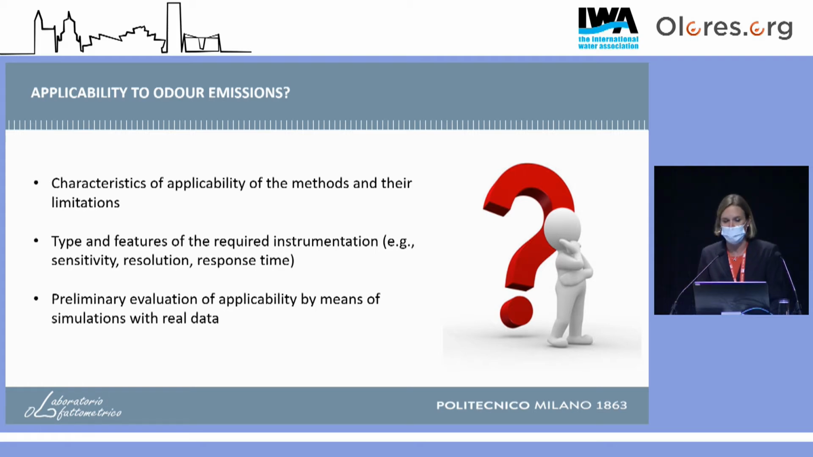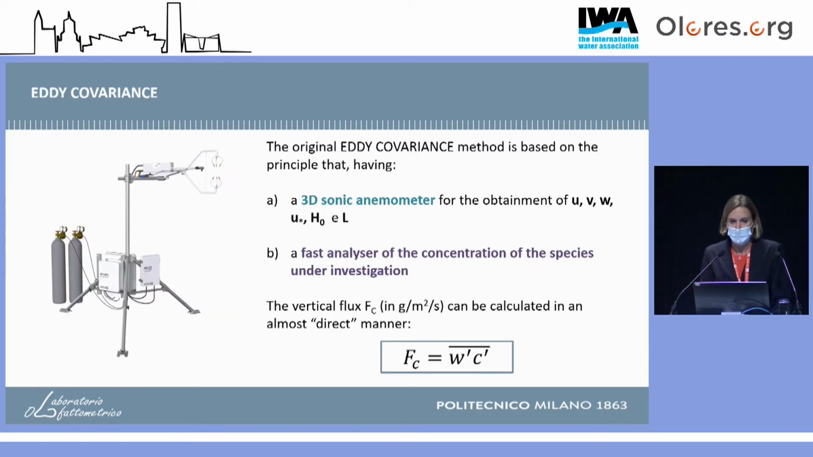Then the third question is, let's try to make some preliminary evaluations of applicability by means of simulations with real data. So before going into the field with expensive instrumentation, it's worth spending some time simulating what type of data you are expecting. So let's start with the study of the method. The main method, or the original micrometeorological method, is the Eddy covariance. It is, in principle, a very simple method.